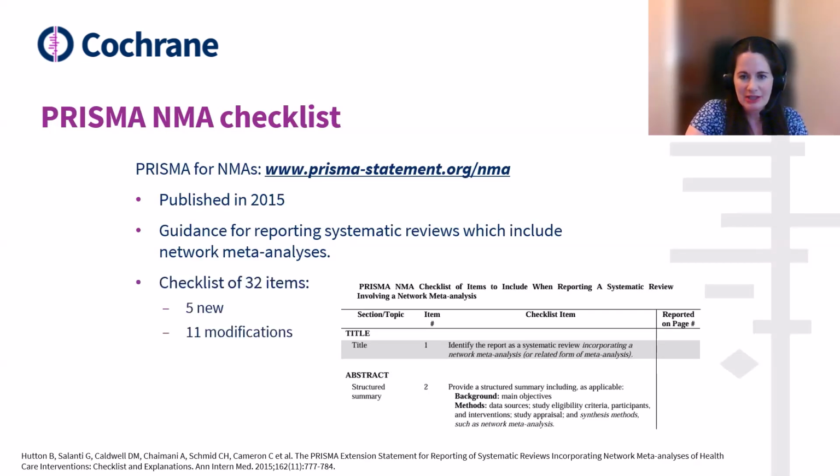The checklist includes 32 checklist items categorized by the section of the review, such as the title and the abstract, and a column which allows the user to add the page number of where the checklist item is reported. The checklist includes 5 new items as well as 11 modifications to items already included in the original checklist. For many journals, it is mandatory to submit a PRISMA checklist with your submission.